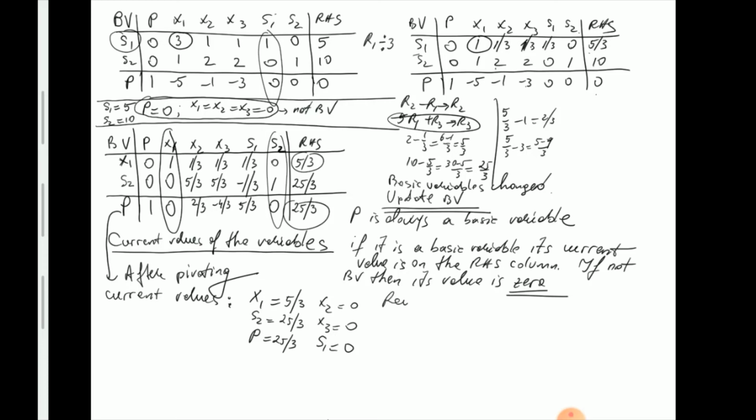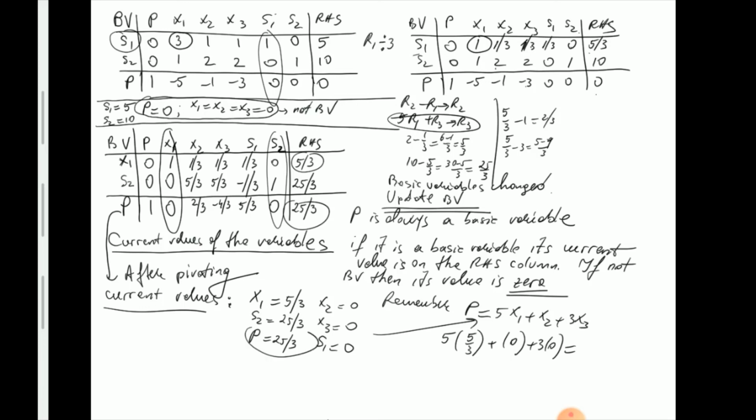So remember, the objective function in this problem, like I said, was 5x1 plus x2 plus 3x3. And notice that the current values should satisfy the objective function. So indeed, if I plug in the value of x1, which is 5 over 3, plus the value of x2, which is 0, plus the value of x3, which is 0, you should end up with the current value of p, which is 25 over 3. Okay, so you can check this just as an extra step if you want to check to see your computation is correct. So in a nutshell, this is how the algorithm will evolve.